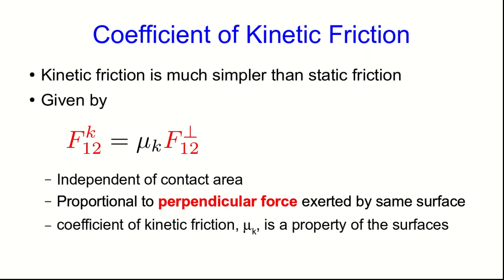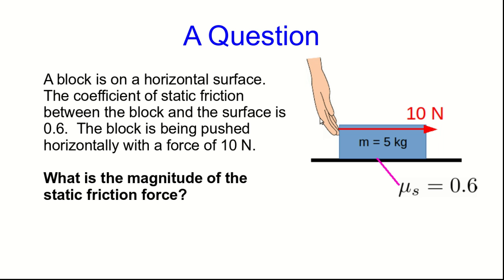And note, we already know that when sliding starts, the kinetic friction that replaces the maximum static friction is smaller than the maximum static friction was. And that in general tells you that the kinetic friction coefficient is smaller than the static friction coefficient between the same surfaces. So here's a question for you to think about.